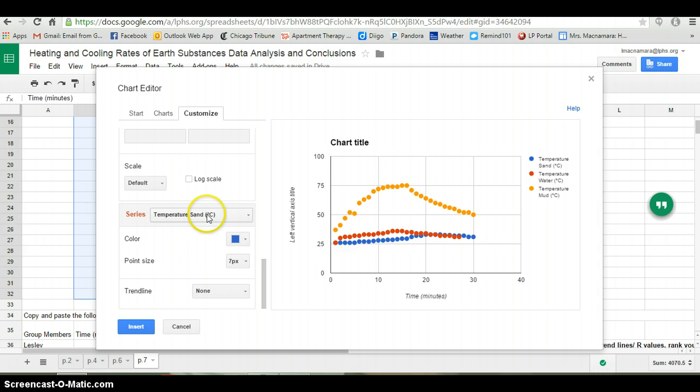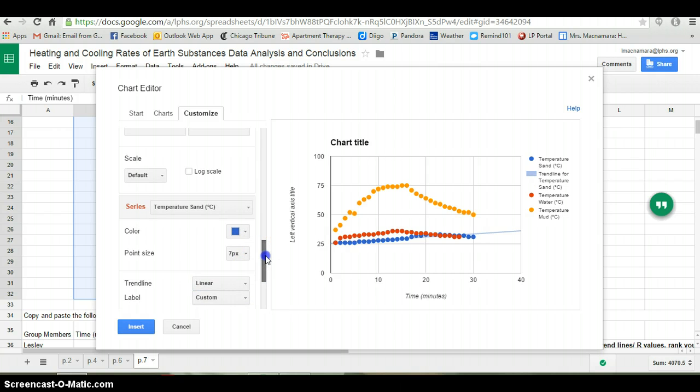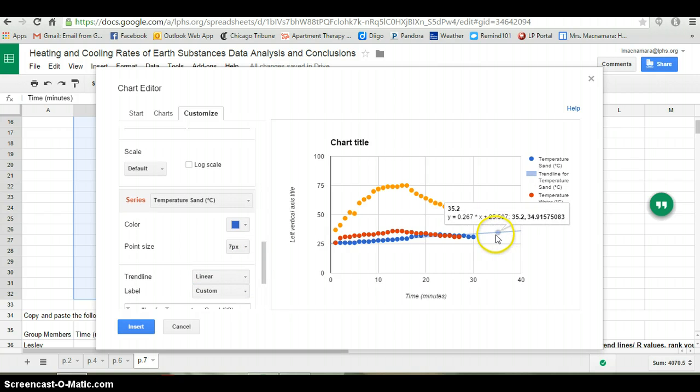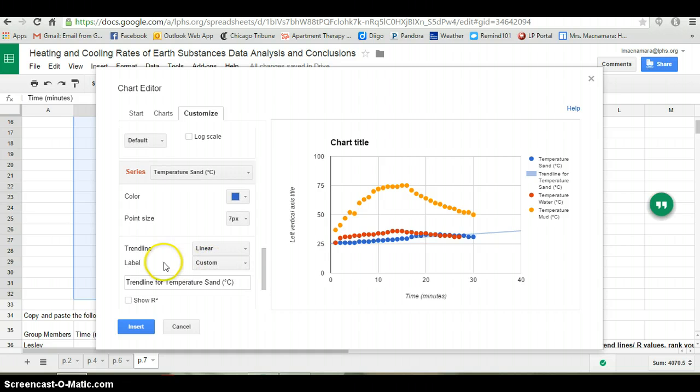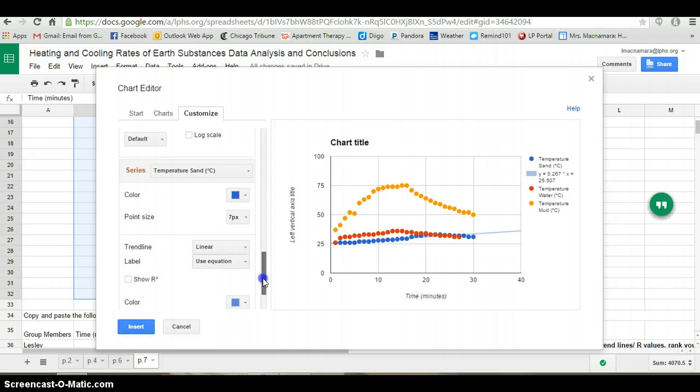So right now we're going to do the sand. To do the trend line, here where it says trend line, we're going to say linear. And so now you see this blue line come here, okay? We want to include this equation that's provided here. So to do that, when you have label here, you're going to say use equation. So that's what we want to include there.